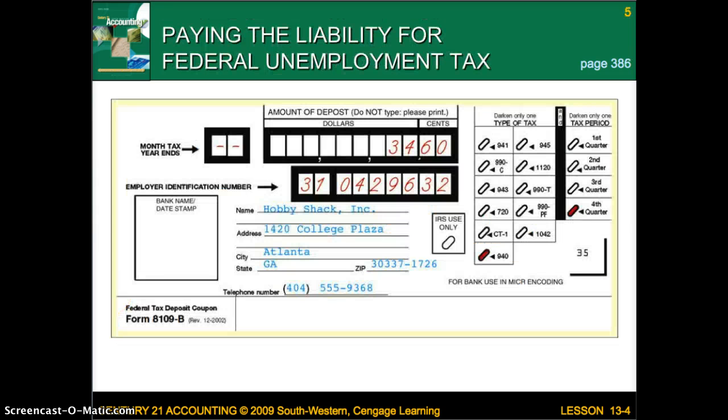This is the payment of the liability for federal unemployment tax. So again, you have the name of the company here, the type of the tax and the quarter, the amount of the deposit, and the employee ID number. So this is for each person that you are paying in that tax for.